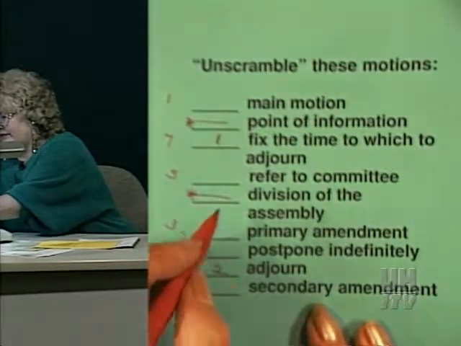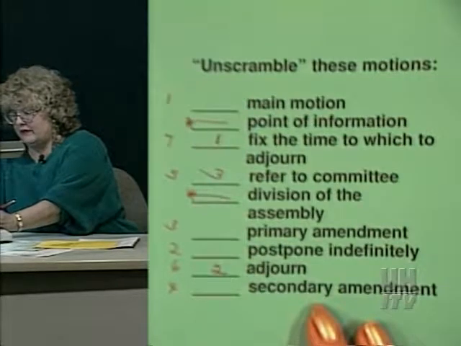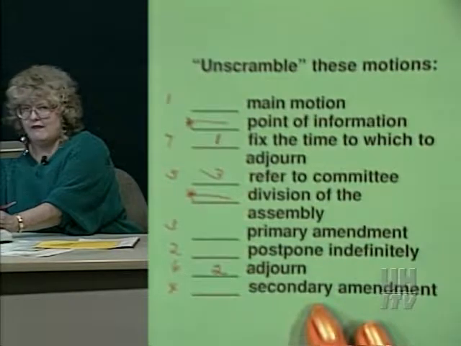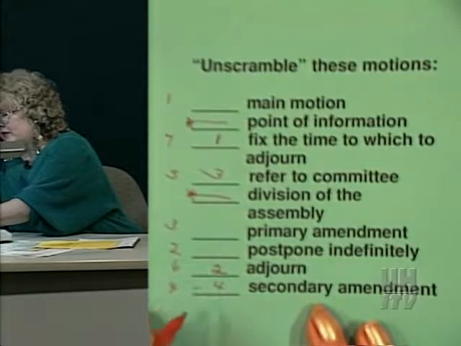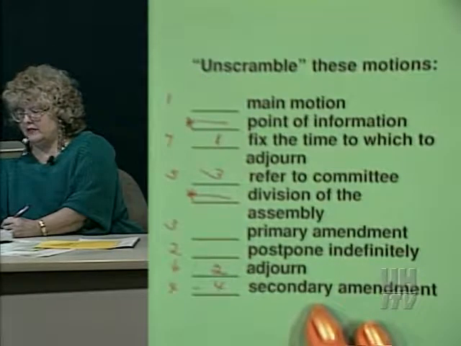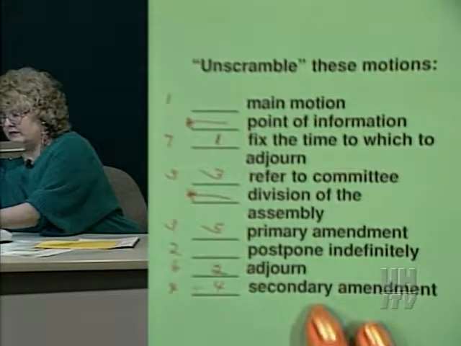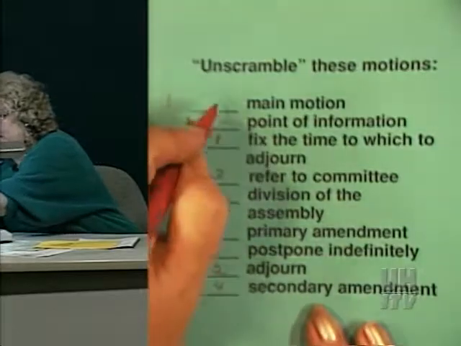But we didn't refer it. That failed. What are we voting on now? Postponing indefinitely. No. The secondary amendment? The secondary amendment, which accidentally came up. Okay, then what? Primary amendment. Then what? Postpone indefinitely. And then the main motion.